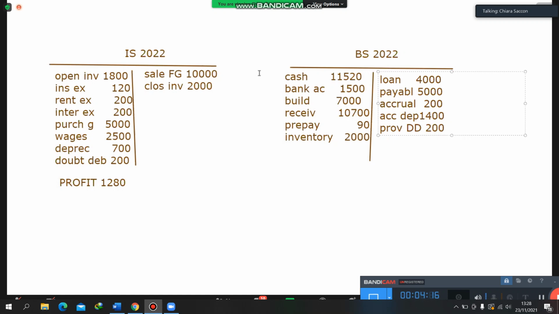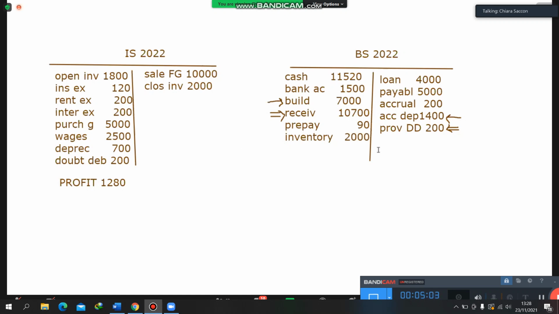Remember that you have to read together. So buildings on one side and the accumulated depreciation of buildings on the other one. It means that the net value of building is 5,600. And also you have to read together the amount of receivable here with the expected losses. So your receivable, the nominal amount, is 10,700, but you are expecting to lose part of them for 200.